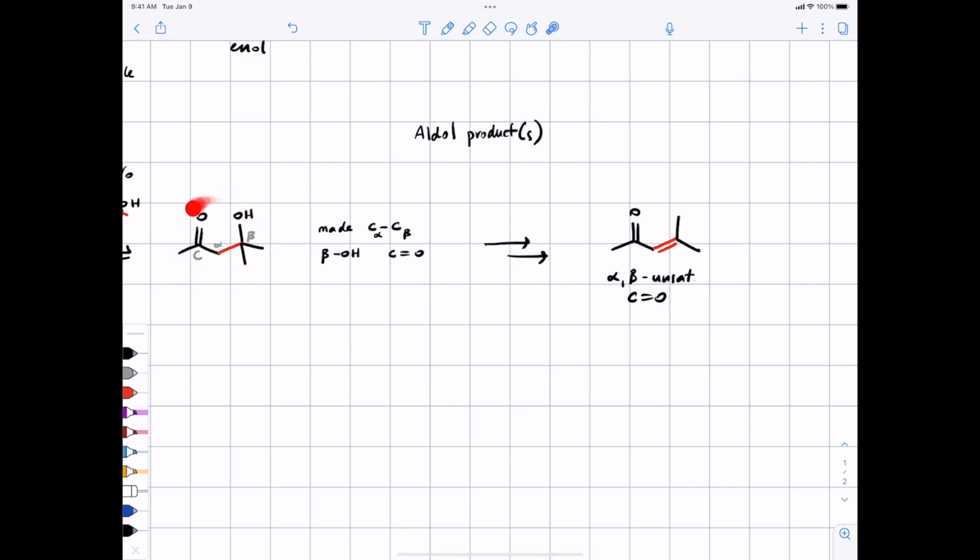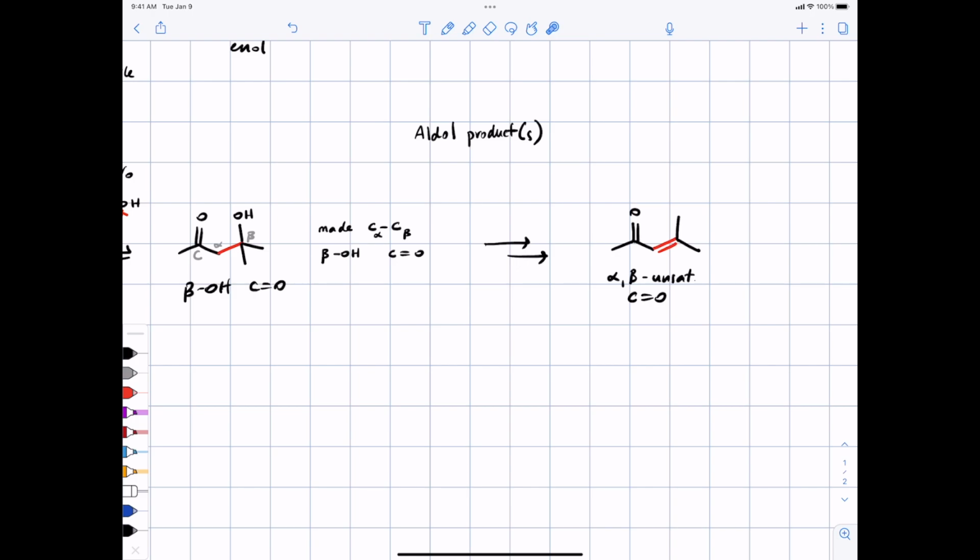Whether you stop at the beta hydroxy carbonyl compound or go on to the alpha beta unsaturated carbonyl compound really depends on context, and your text doesn't really give you any tools for that. So if I were to ask you to show an aldol product, I would have to accept either of these as options. What do you notice? What's missing when you compare the beta hydroxycarbonyl compound to the alpha beta unsaturated carbonyl compound? What do you notice is missing?